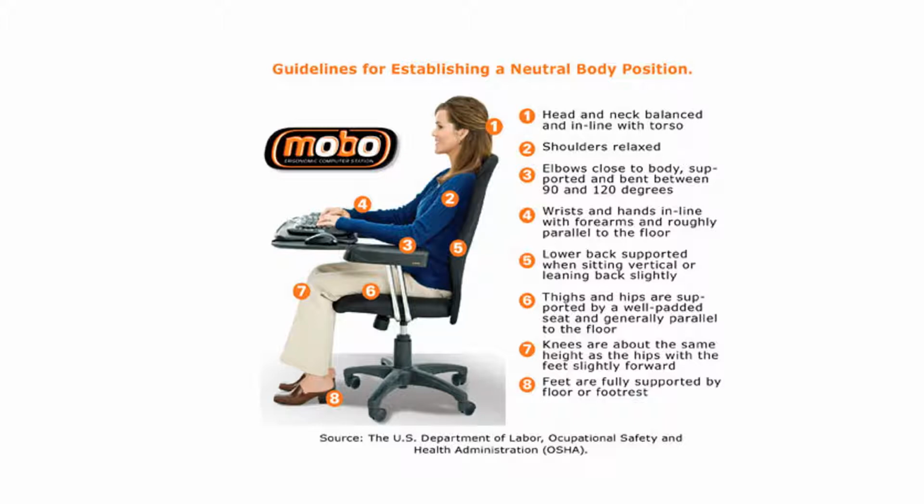they should be parallel to the floor. It's better to have low back support with sitting in an erect or straight posture, and sometimes it's better to lean back slightly. Thighs and hips should be supported with a well-padded seat and generally parallel to the floor. Knees should be at the same height as the hips, with the feet slightly forward, and the feet should be fully supported by the floor or by a footrest.